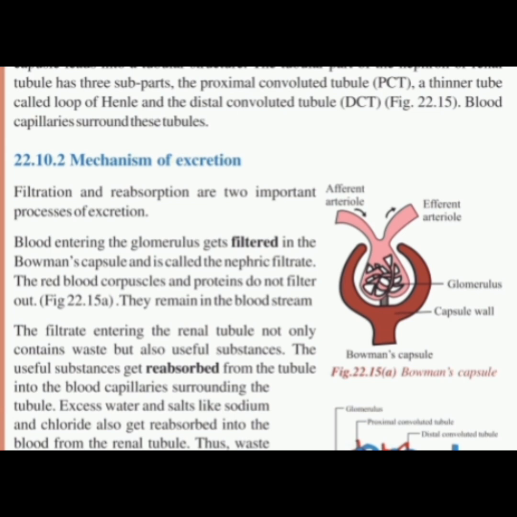PCT is followed by the thinner tube which is called the loop of Henle, and the blood capillaries surround the tubes. You can find it in this picture. Here there is a glomerulus and a capsule wall. The blood comes inside through the afferent arteriole and goes outside through the efferent arteriole. So this is what happens in the nephron.